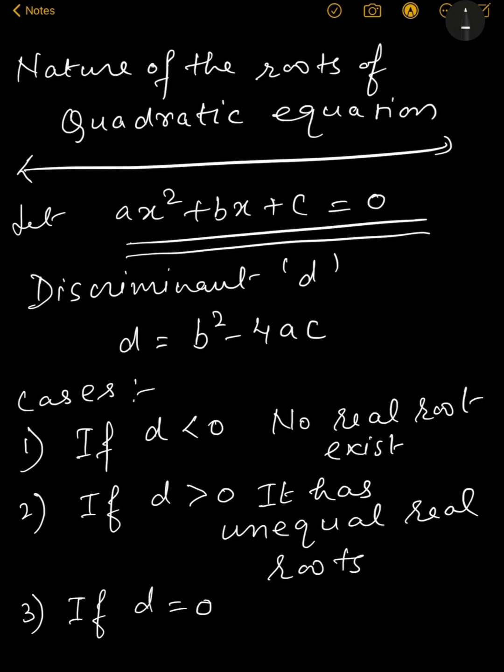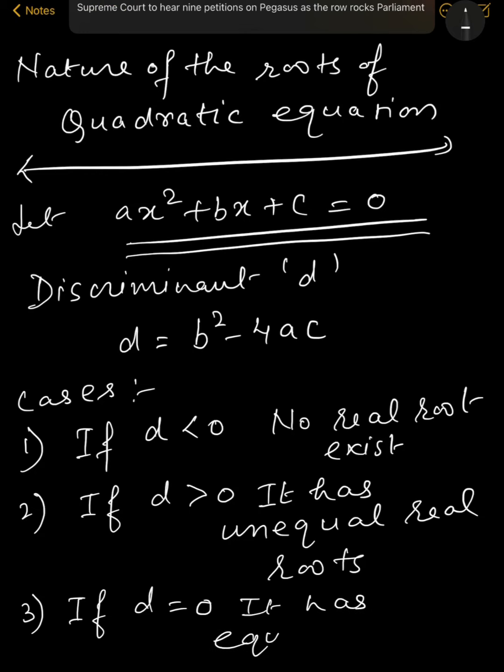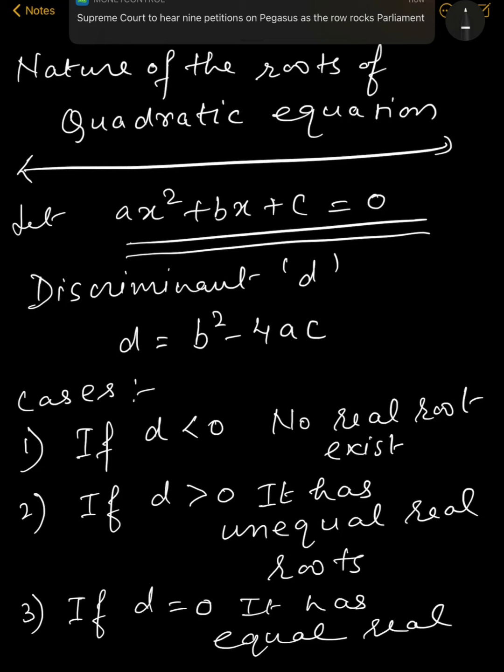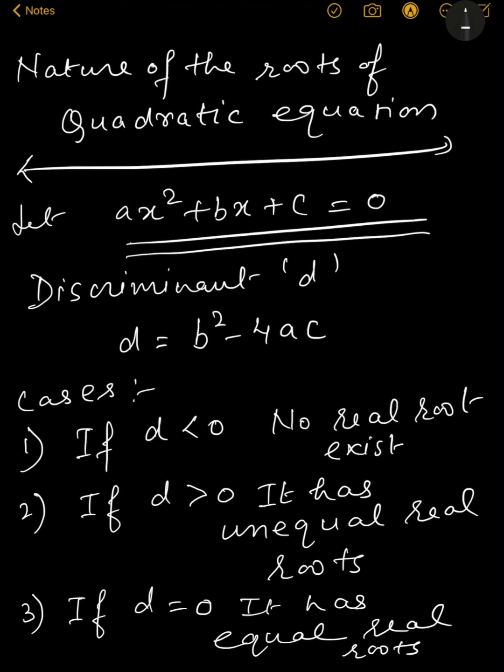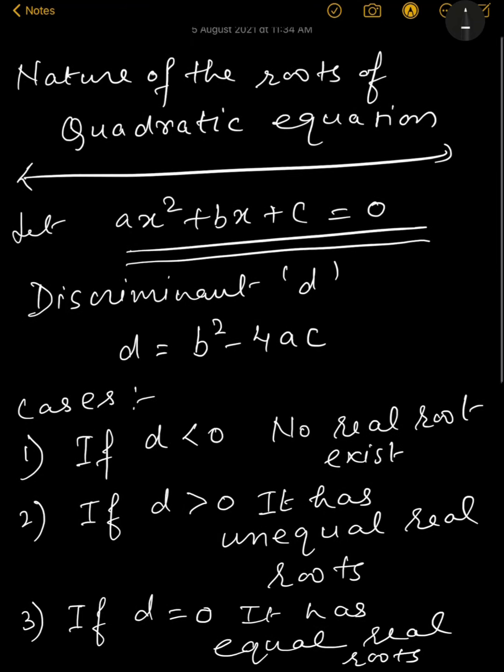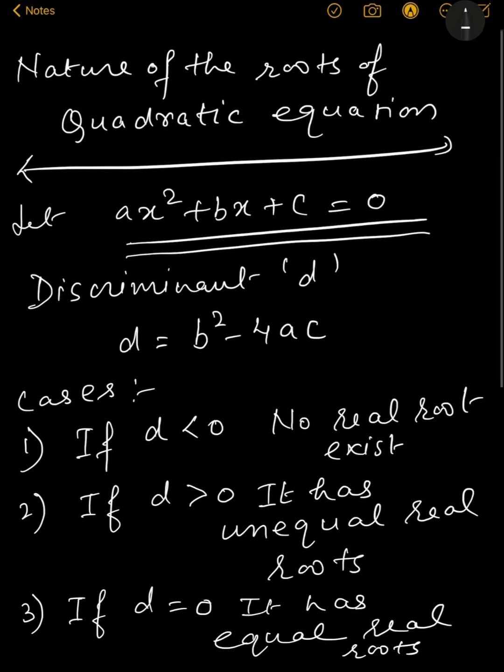Now case number 3 is if D is equal to 0. If D is equal to 0, then it has equal real roots. That means both the roots will be equal to each other and they will exist. Clear? So the question sometimes comes like this, find the nature of the roots of the following quadratic equation. If the roots exist, then find them. Or sometimes, what is the value of the discriminant of the quadratic equation in this case, and what will be the nature of the roots.